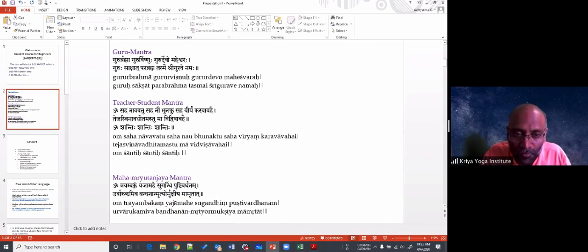So you see this Trayambakam Yajamahi. Because it's a Vedic mantra, it's actually found in the Veda, Yajurveda. It's a Mahamudra mantra. Vedic mantras have a little bit different style of chanting, and that chanting has to be done properly.